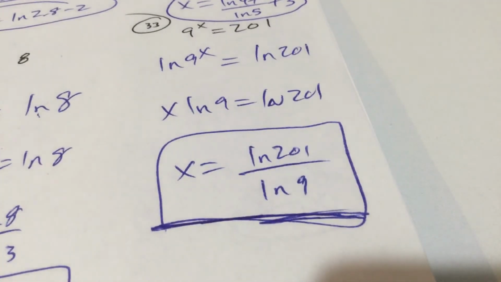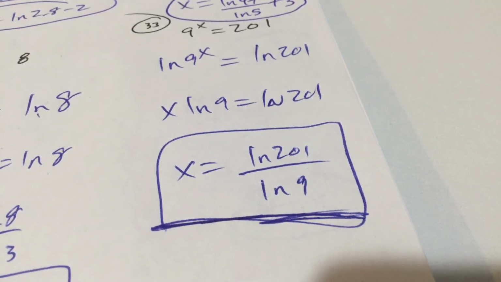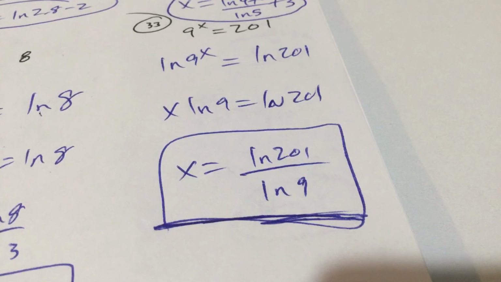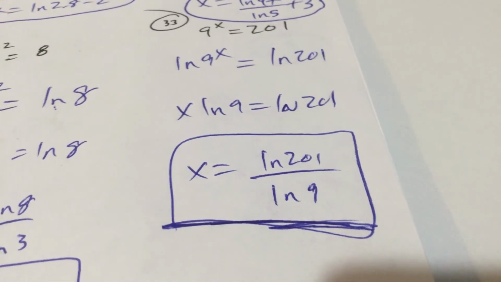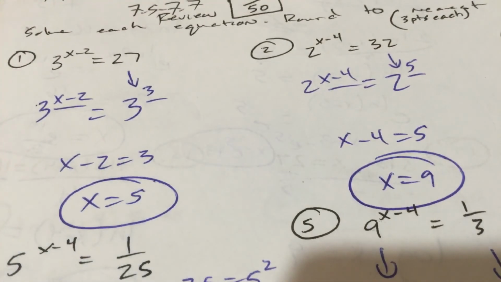Attach natural log to both sides. Bring down that x. And then divide by natural log 9, and that's it. And that's it, folks. That is your quiz review for 7.5 and 7.3.